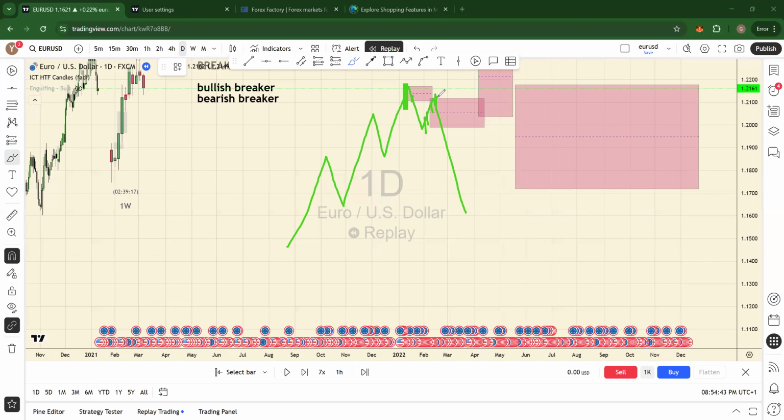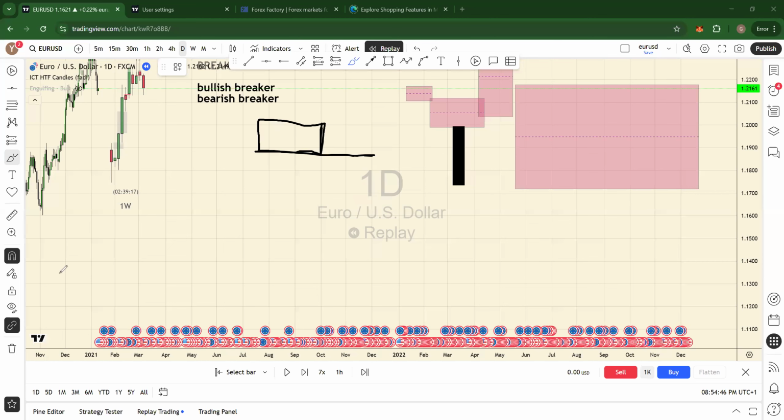Now, let's talk about breaker block confirmation. Now, with a breaker block, it is what?